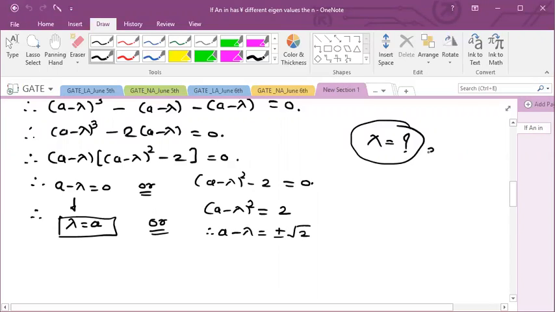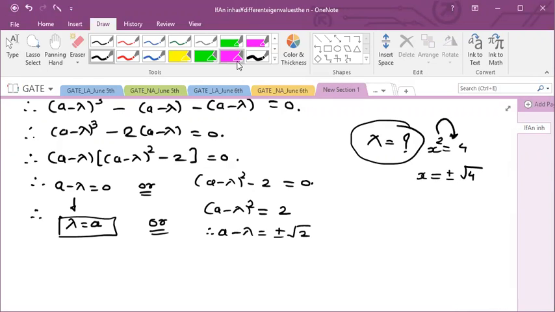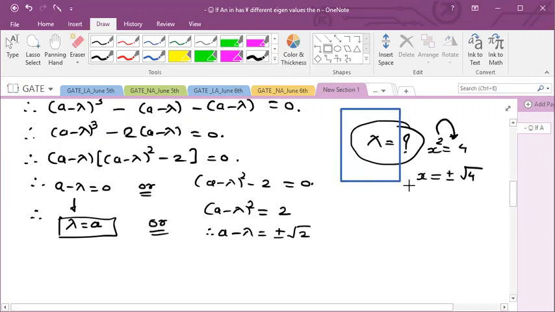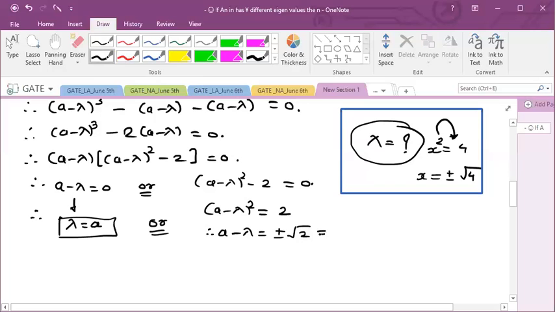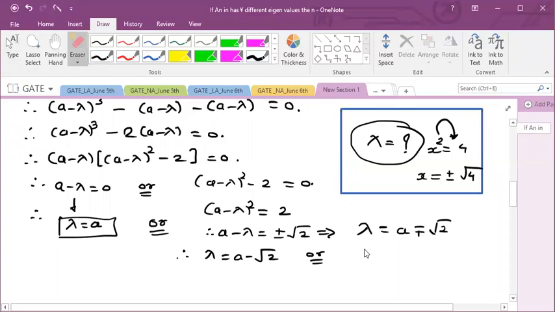If x square is equal to 4, x will become plus or minus root 4. When the square goes to that side, it will become plus or minus square root. It should be clear. So here my lambda will go to that side, so lambda will become plus. This plus or minus will come to this side and become minus or plus. So a minus or plus root 2. So here I will be getting two values of lambda. First is lambda equal to a minus root 2, or lambda is equal to a plus root 2.